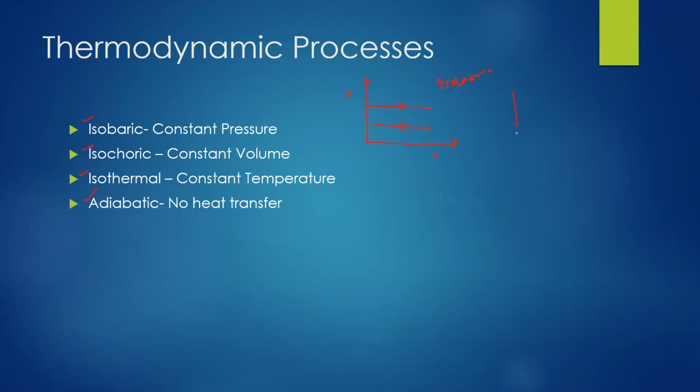Then we talk about an isochoric process, which is a constant volume process. In the case of an isochoric process, volume remains constant. So it's going to be something like this. Here, as you can see, volume is constant.